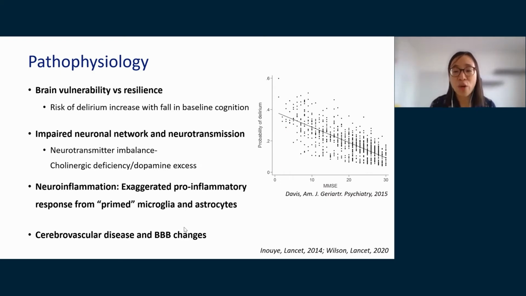Secondly, neuronal changes or medications resulting in neurotransmitter imbalance with cholinergic deficiency or high dopamine level can also contribute to delirium. Prior neurodegenerative conditions may have also primed microglia and astrocytes and lead to an exaggerated inflammatory response of the brain. Lastly, brain perfusion abnormalities or blood-brain barrier changes have also been thought to contribute to delirium, whereby a history of stroke and severity of small vessel disease was shown to be a risk factor for delirium over and above baseline cognitive level.